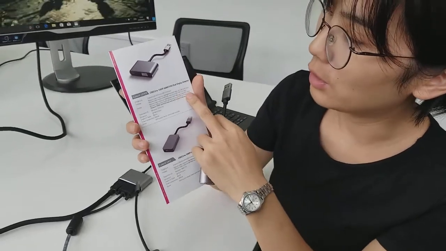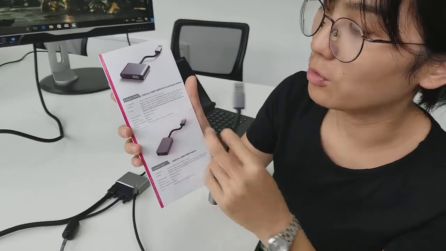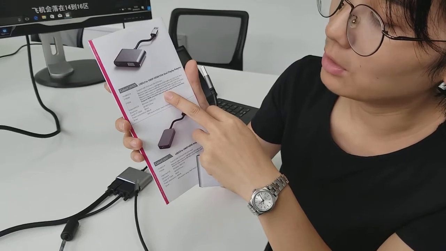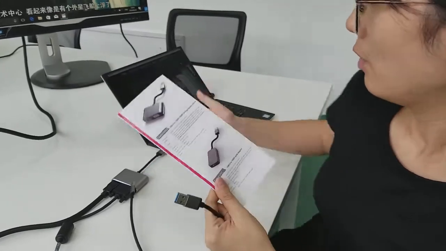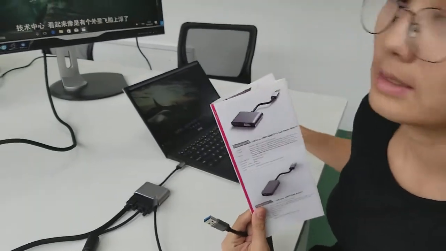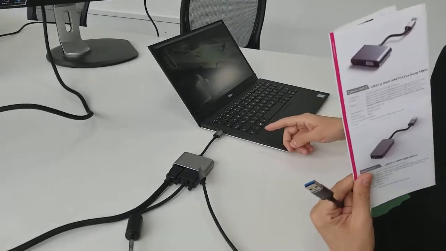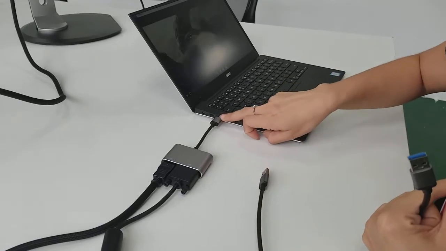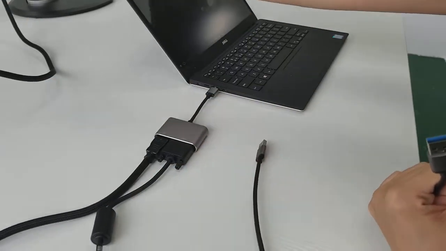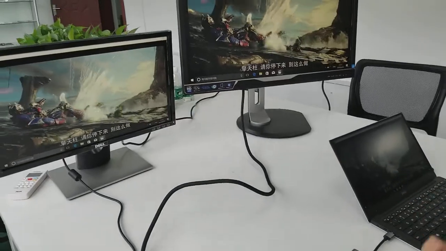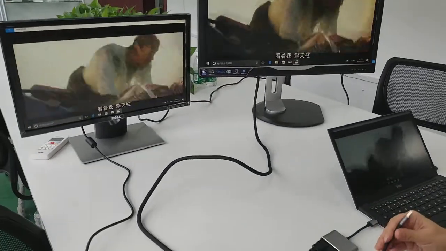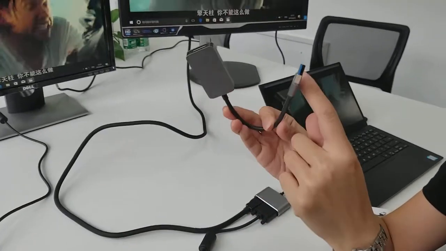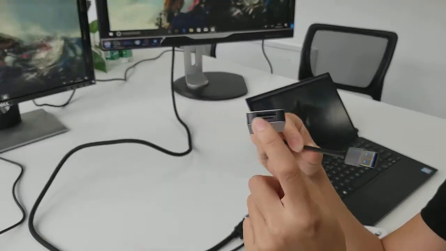For USB 2.0, it supports a maximum of 800 by 600 pixels at the same time. Right now, you can see a demonstration with a Dell XPS, the best notebook in the world, with USB 3.0 to HDMI and VGA at the same time. Here with a dual display with 4HD. And this one is also our private product, USB 3.0 to HDMI with 4HD.